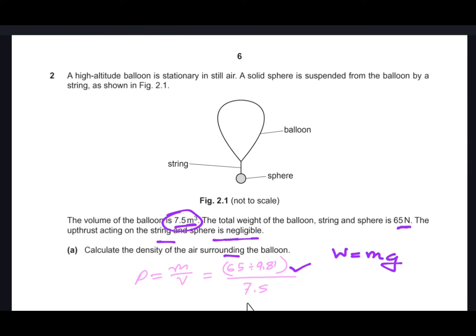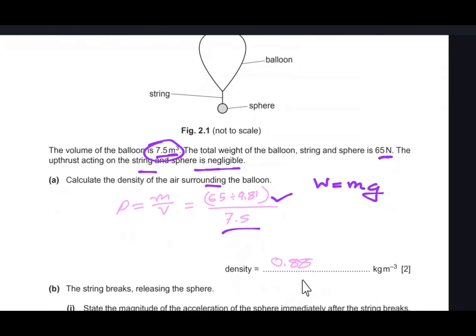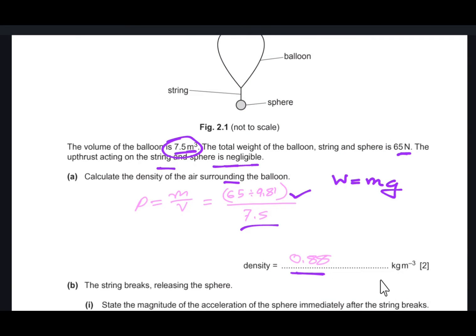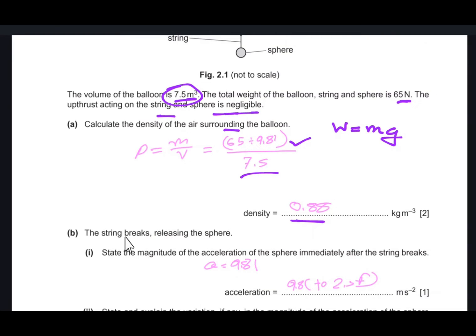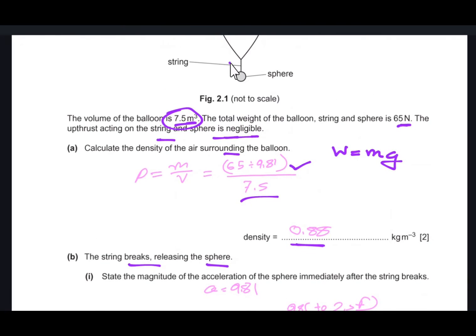So we have to use this only. After calculating, we get a density that is 0.88 kg per meter cube. Then the string breaks, releasing the sphere. State the magnitude of acceleration of the sphere immediately.